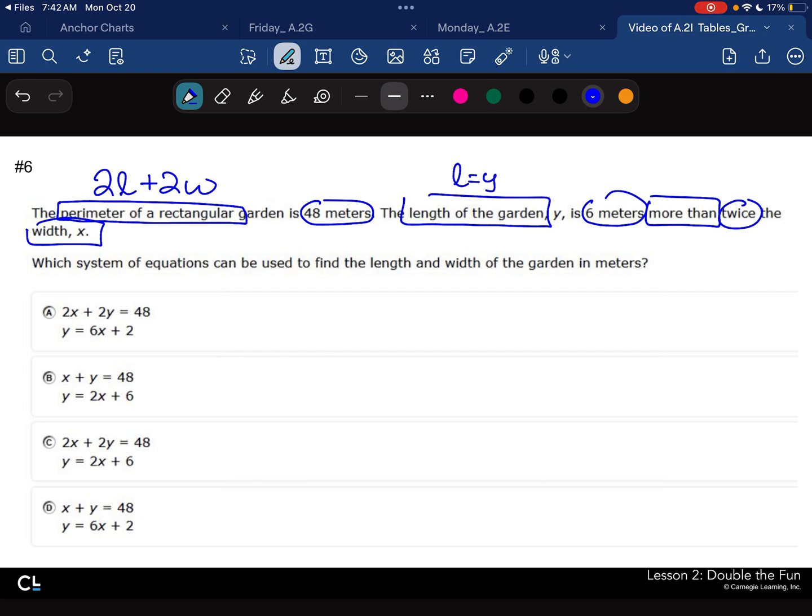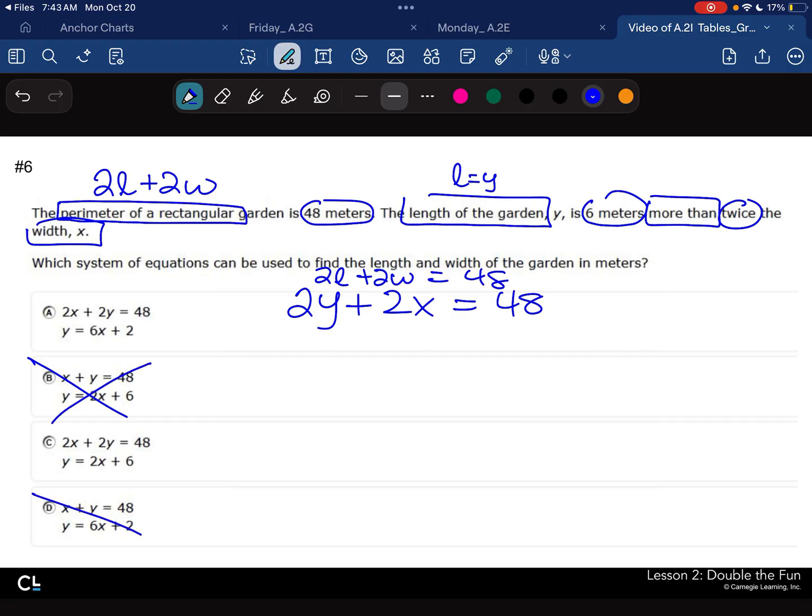So I know that the perimeter is 2x or I could do 2y, whichever is easy, because we're saying length is y. If I reverse it, it's still the same thing, equal to 48, because that's my perimeter. That's pretty much saying 2 times the length plus the width equals 48. So first things first, I'm going to look at my answer choices. They were nice and gave it to us. I could get rid of B, and I can get rid of D.